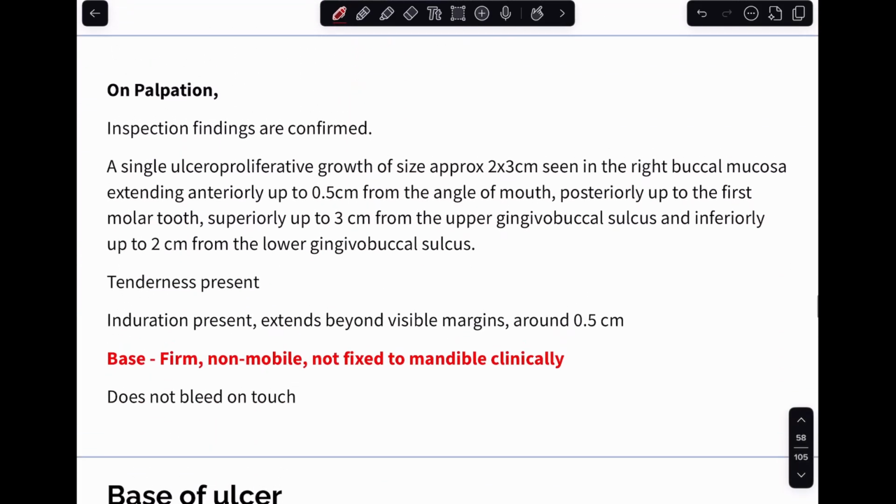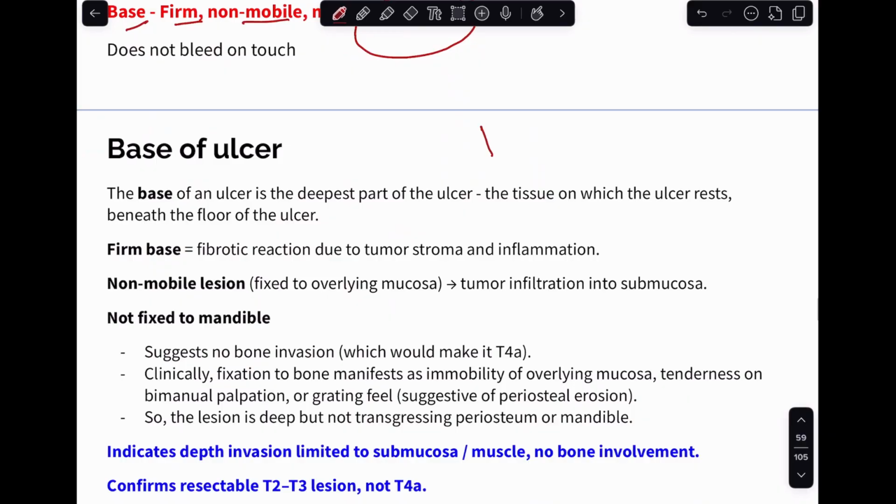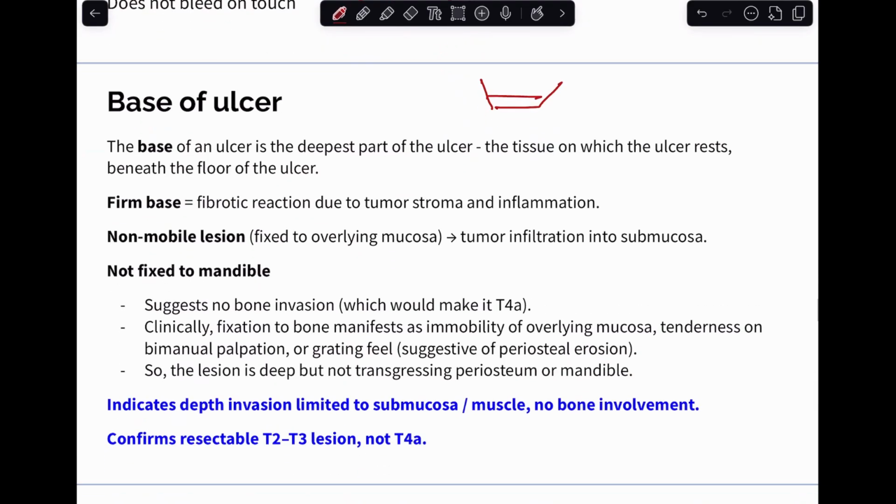Next, moving on, we have seen that when we palpated the base, we found it to be firm, non mobile, and not fixed to the mandible clinically. Now, this part we find out by bimanual palpation. So, what is the base? I mentioned to you earlier in the image. This is the base and this is the floor of the ulcer. Floor is the exposed surface of the ulcer that you are able to see, but base is actually the deepest part of the ulcer that you can only palpate. The base is the tissue on which the ulcer is resting.